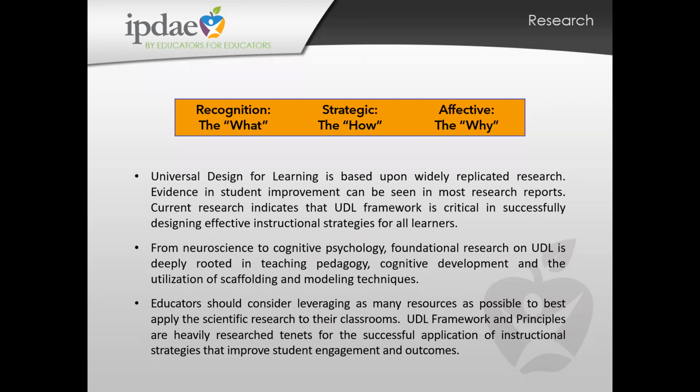The principles or tenets of UDL have also been thoroughly researched in the field of neuroscience. The principles were determined based on the theory that human learning occurs in three separate networks: recognition, strategic, and affective. Each of the principles is aligned to a network, and each of these networks is aligned to a method in which the brain learns. The recognition network is the what of learning, the strategic is the how of learning, and the affective network is the why of learning.